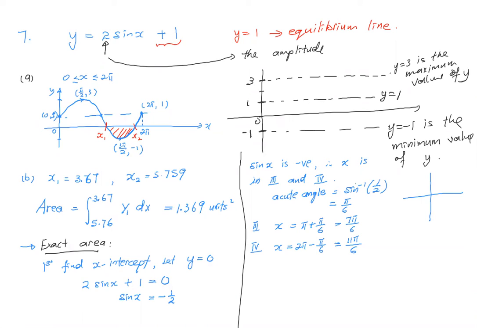Okay, so therefore, the area will be the integral. This one I put below, this one I put on top so that I can get a positive value. 2 sin x plus 1 dx. Then you start to integrate and substitute. So I leave it to you to do this part.